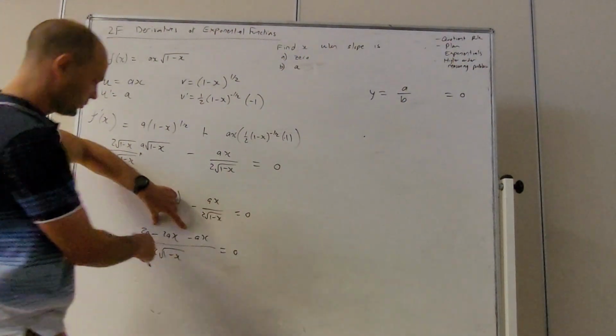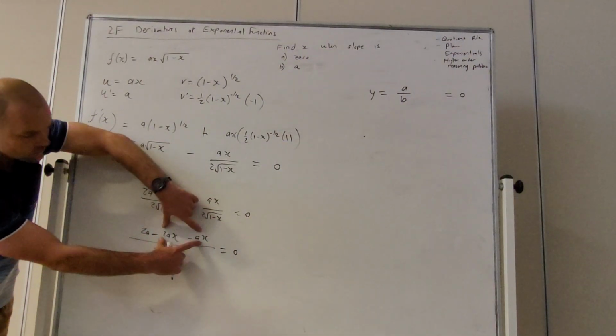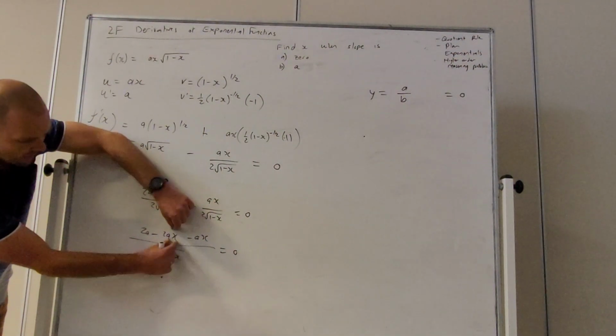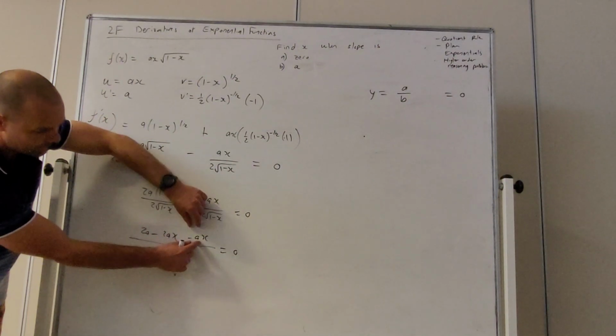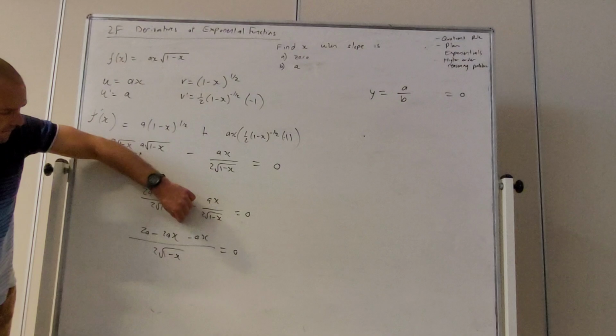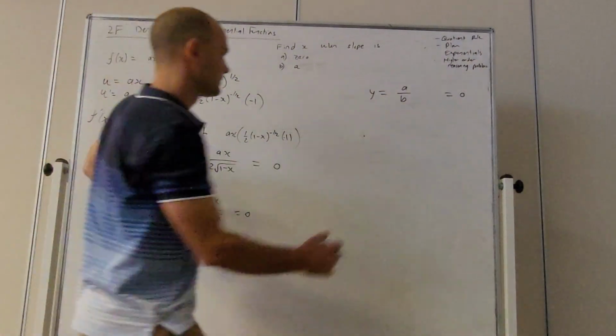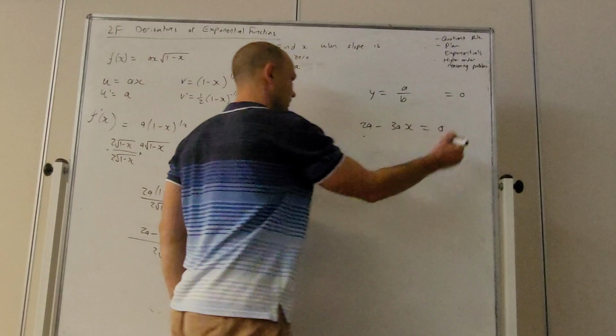We have 2a, take away 2ax, take away ax. Those are actually like terms, ax and ax. Here we've got minus 2 lots of it, here we've got minus 1 lot of it. So that will collect to be minus 3ax. So what we have is 2a take 3ax equals 0.